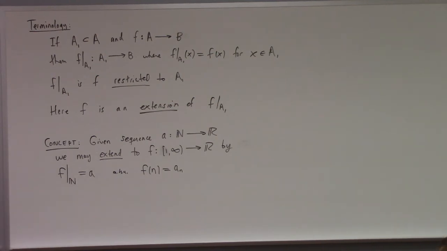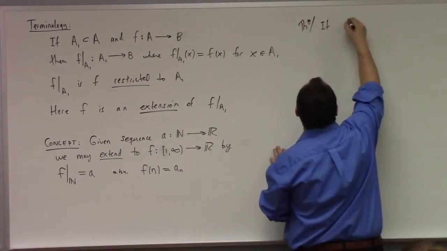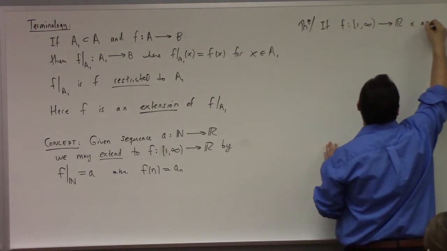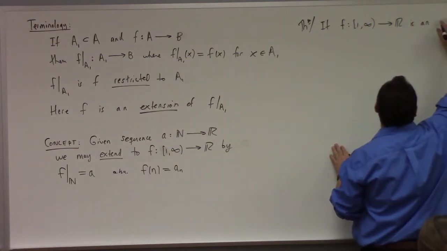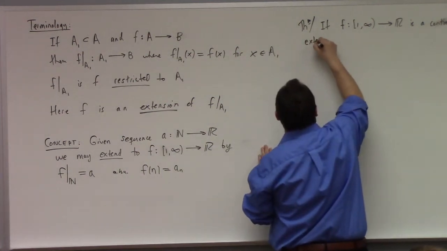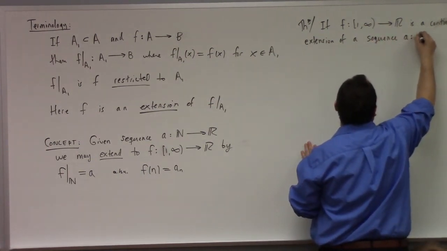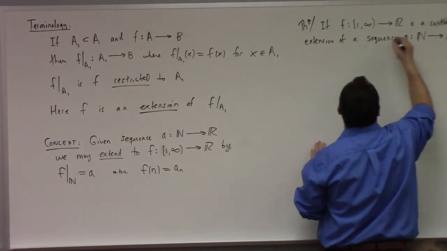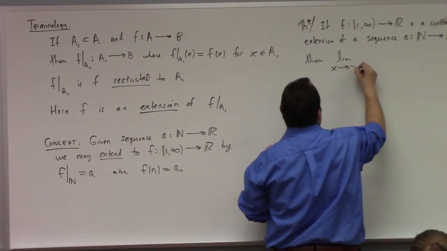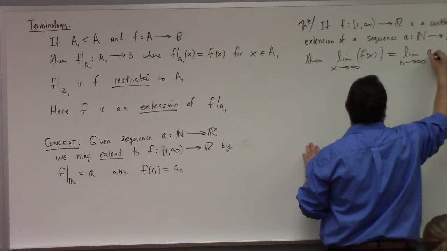Now, why am I talking about this? You might wonder. There's a theorem which says: if f from 1 to infinity to the reals is a continuous extension of a sequence A, then the limit as x goes to infinity of f of x is equal to the limit as n goes to infinity of a sub n.